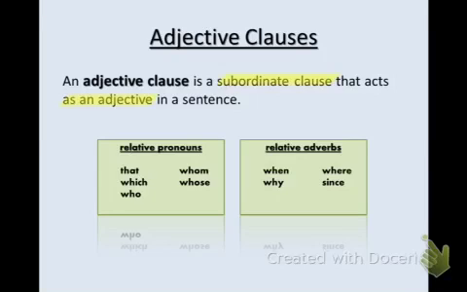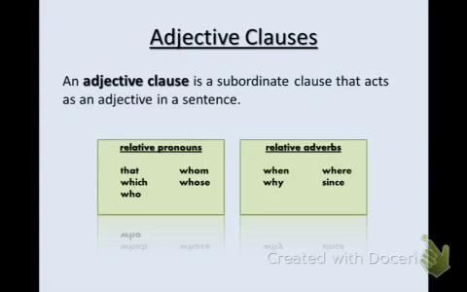For the purposes of adjective clauses at the middle and high school level, all adjective clauses will begin with a relative pronoun or a relative adverb. Relative pronouns: that, which, who, whom, whose. Relative adverbs: when, where, why, since. For the purposes of this tutorial and for pretty much all that you're going to need, an adjective clause will not start with any other word except those 9 words that are listed there for you.